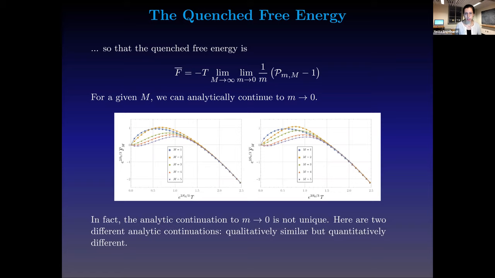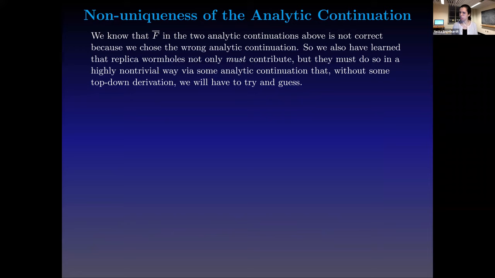So let's talk a little bit about this non-uniqueness of the analytic continuation. We know that this quenched free energy in the two different analytic continuations, these two here, is not correct. It's probably not correct because we chose the wrong analytic continuation, unless you think that taking the capital M goes to infinity limit is going to fix things. Maybe it will, but if you don't think it's going to fix things, then it looks like the other thing that can go wrong here is the analytic continuation.